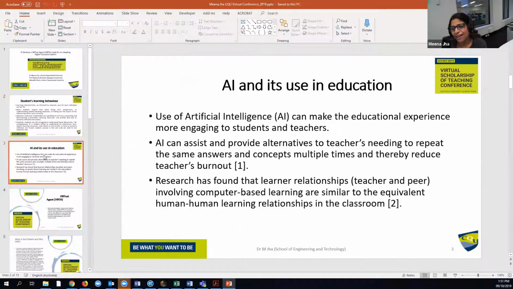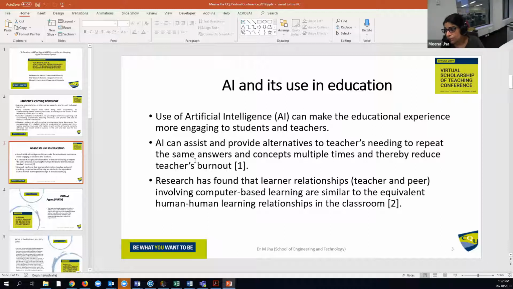So what we did was make use of artificial intelligence to help our students' learning in the unit profile, helping them out during the assessments when they need the help. So we found that using artificial intelligence can make the educational experience more engaging to students and teachers. AI can assist and provide alternatives to teachers needing to repeat the same answers and concepts multiple times, and thereby reducing actually teachers' burnout. The students post questions on forums at 12 o'clock midnight, and they are really panicky when they need to do their assessments. And that is the main problem we tried to handle.